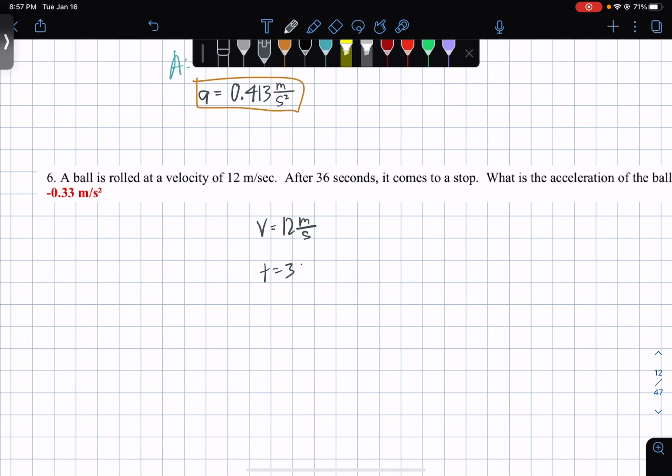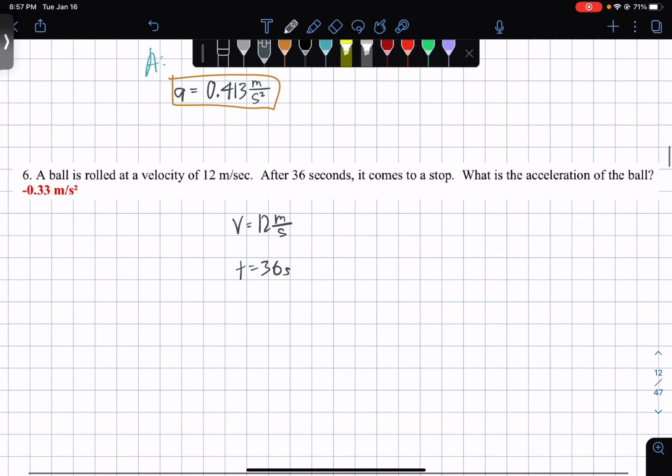So, next, a ball is rolled at a velocity of 12 meters per second. After 36 seconds, it comes to a stop. What is the acceleration of the ball? So, we are given an initial velocity. So this is what we started with. And after the time ends, it is said to come to a stop. So we're not given any final velocity, but if you think about it, if an object, particularly a ball in our scenario, comes to a stop, then the final velocity at the end of the journey will always be 0.